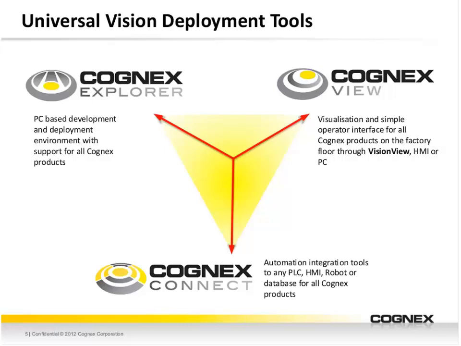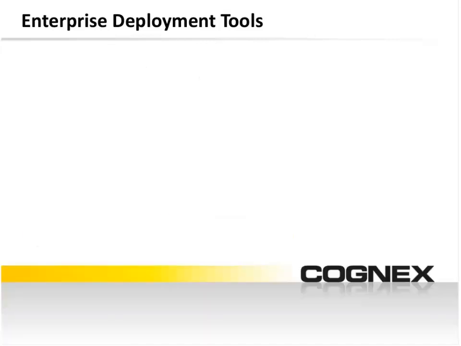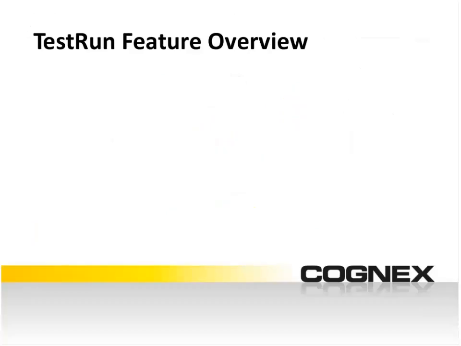So to bring that full circle to what we talked about today, we're adding a fourth component on top of that, and that's Cognex Secure, I'll dub that. As you see over the next few months and leading into future development, you'll notice that we'll be beefing up those suites of tools that you can talk about on the secure side of things, as industrial Ethernet is getting very popular and a buzzword for a lot of our customers. So with that, we'll jump right into TestRun.